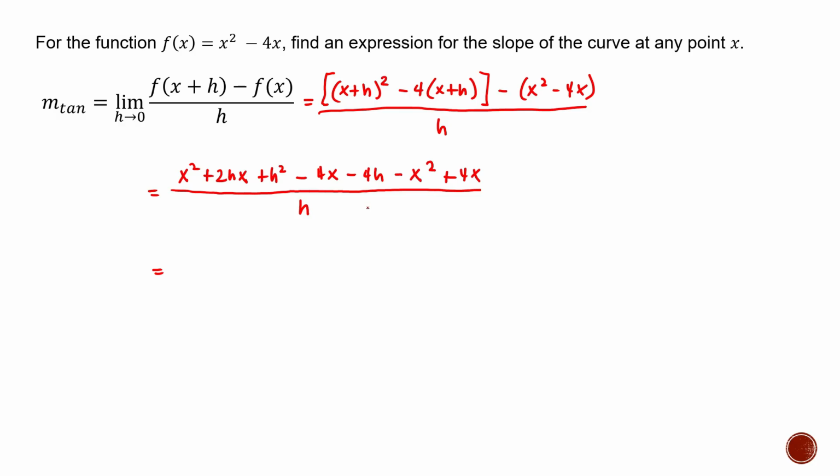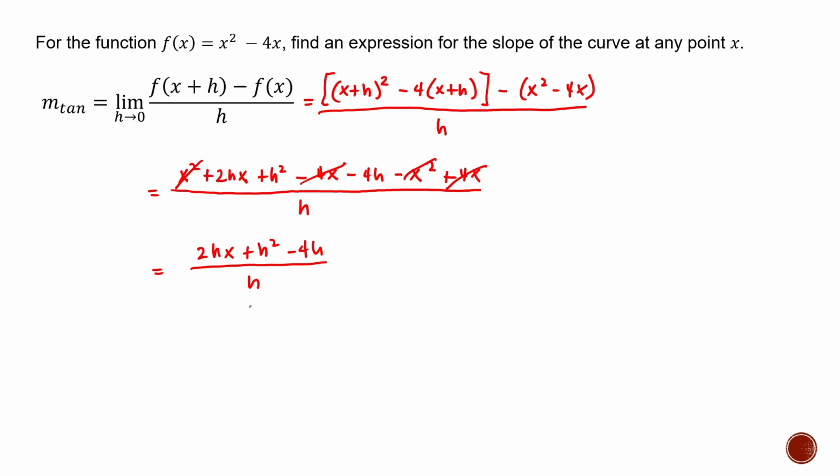And then after that, let's see if we can simplify something here in the numerator. I can see a positive x squared and negative x squared. I can see a negative 4x and a positive 4x. What else? I think that's it. So I will just rewrite the remaining terms: 2hx plus h squared minus 4h, divided by h.